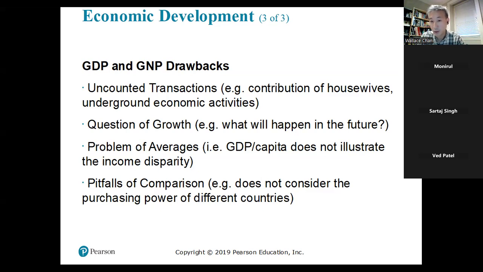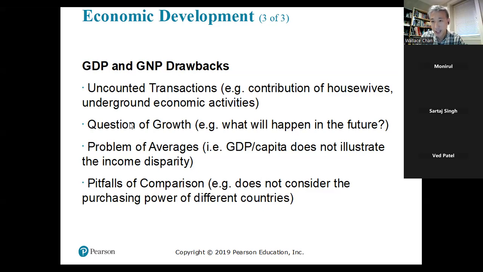GDP per capita also does not illustrate income disparity. We may be talking about a country with a relatively high GDP per capita, meaning on average, the GDP per person may be high, but the reality is only a small percent of the population is getting most of the income. In that case, GDP per capita cannot illustrate it. It also does not consider the purchasing power of different countries. So these are some of the limitations regarding GDP or GNP.